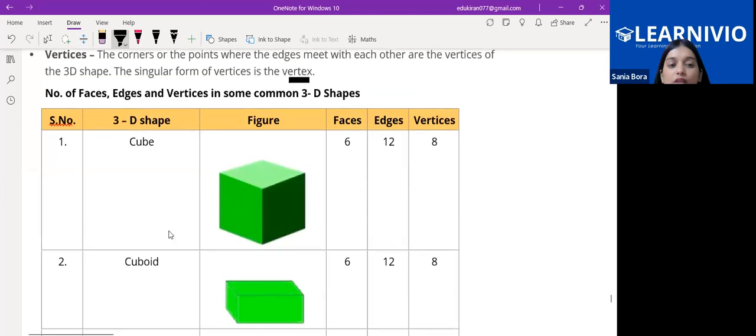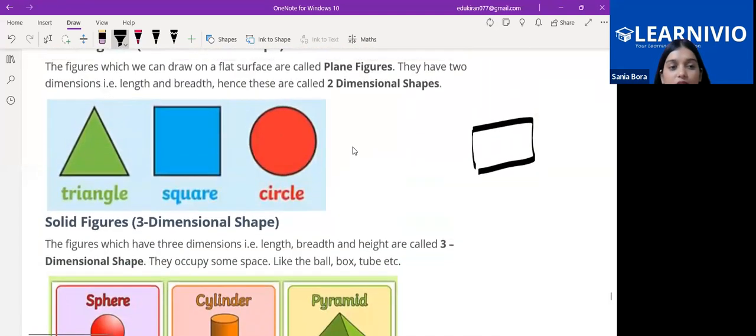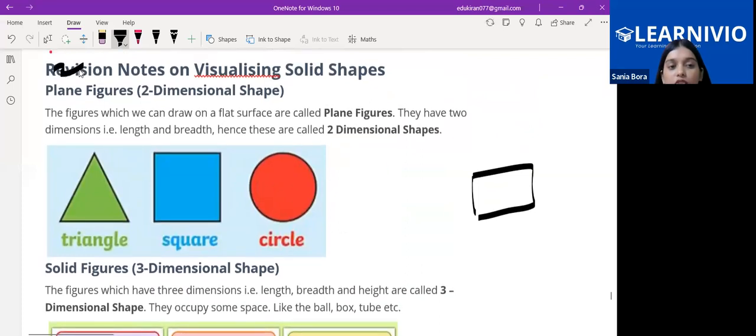Now after this, this is very important. Cube, it has 6. Okay, first write down this. From here, just don't write revision notes, just write notes. Okay, and then we'll start.